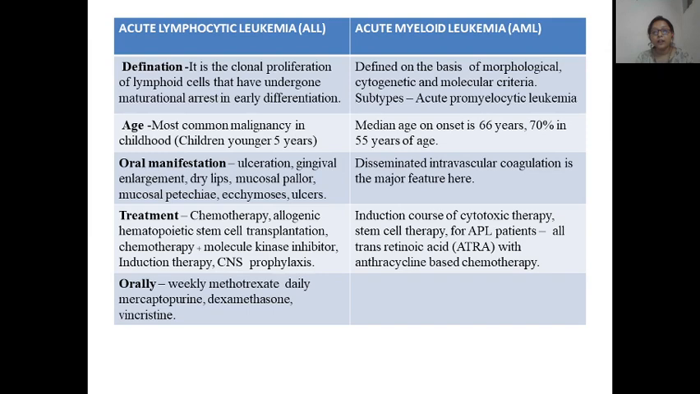Now, acute myeloid leukemia is defined on the basis of morphological, cytogenetic, and molecular criteria, and a subtype is acute promyelocytic leukemia. Its median age of onset is 66 years, but 70% of cases are seen in those over 55 years of age. The major feature seen in this condition is disseminated intravascular coagulation. So here we can do an induction course of cytotoxic therapy as well as stem cell therapy. For patients with acute promyelocytic leukemia, a different treatment is given: all-trans retinoic acid, ATRA, with anthracycline based chemotherapy to reverse the coagulopathy that happens because of the intravascular coagulation.